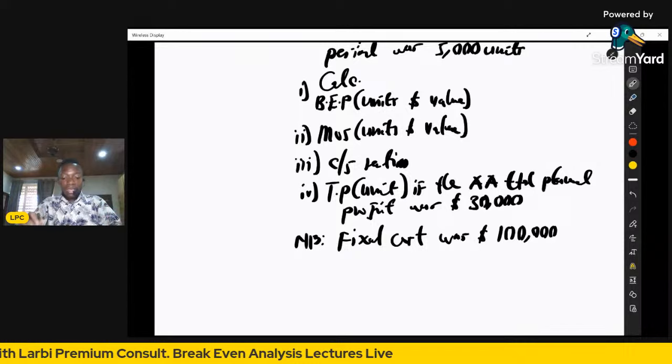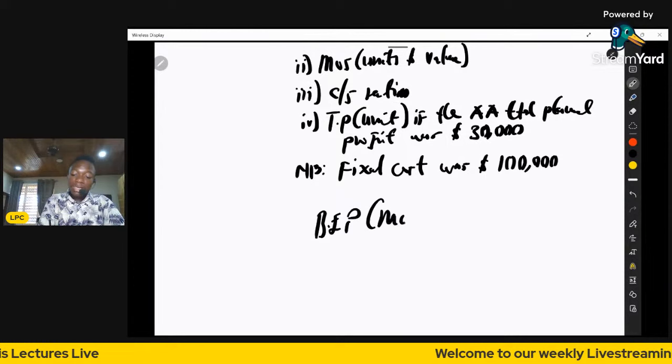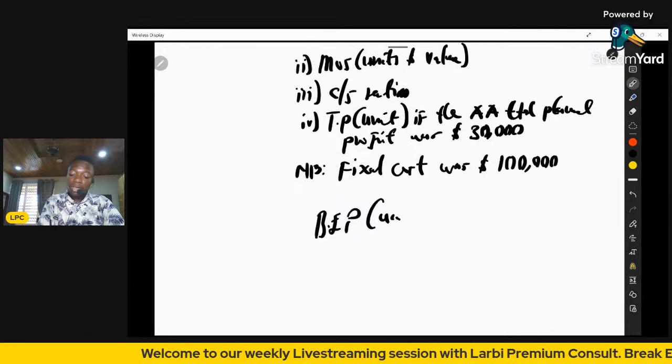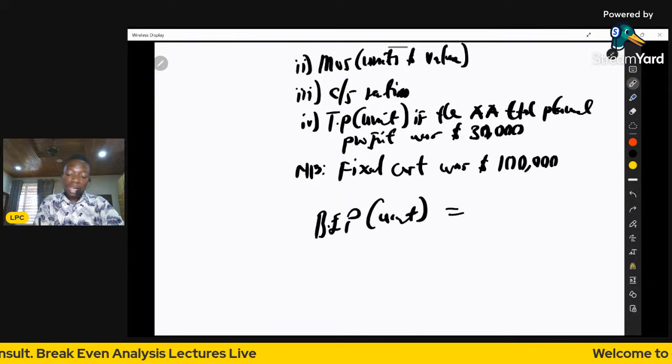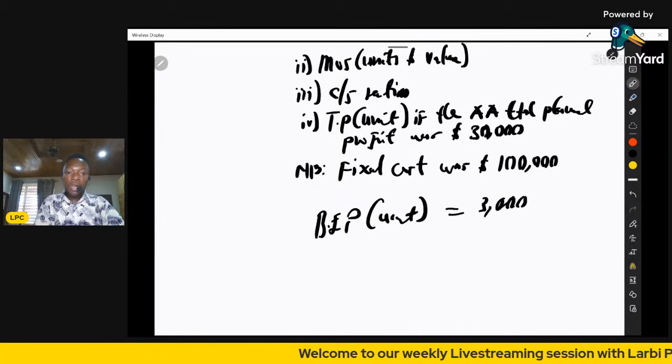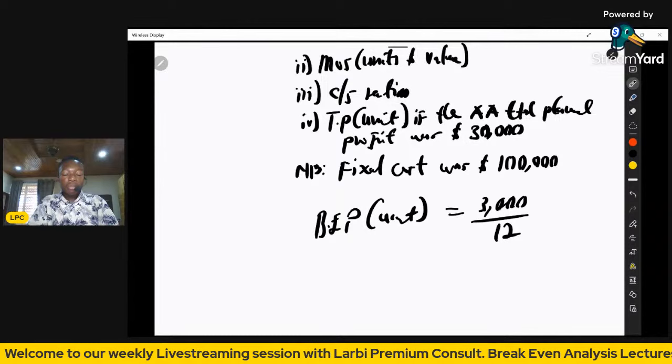So if we're asked to calculate our break-even point in terms of units, let's say monthly, where all the information was given on a yearly basis, after getting our break-even point, let's say we get 3,000 units for the whole year, for us to get monthly, we divide by 12, so that we get the monthly break-even point in terms of units.